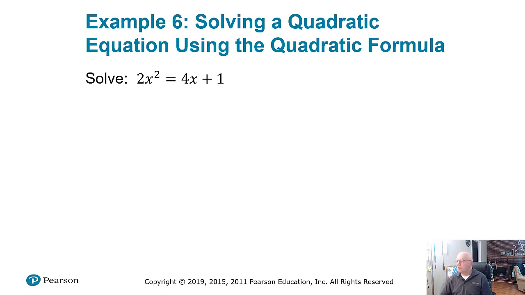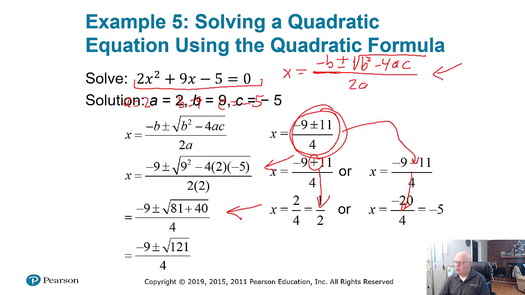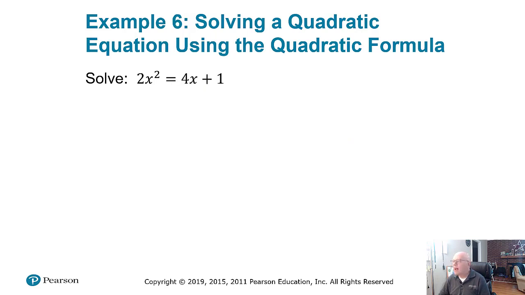Now how about this one? On the previous one, notice that we already had the 0. You must have the 0 before you can use the quadratic formula. You might rush into saying A is 2, B is 4, C is 1. Incorrect. No. You first have to get 0 on the right side, or whichever side you want.